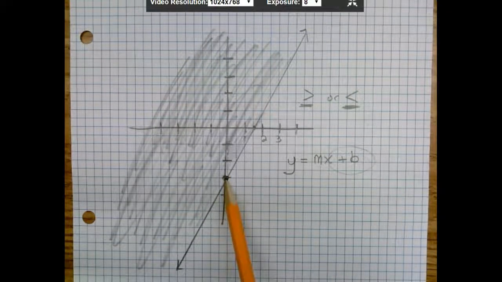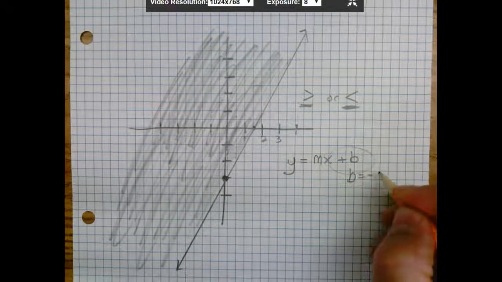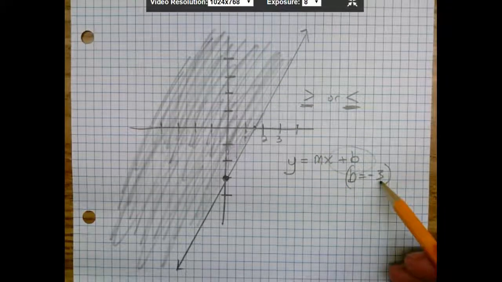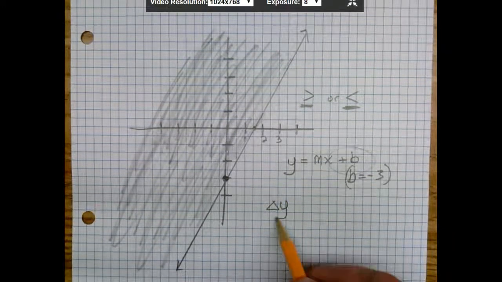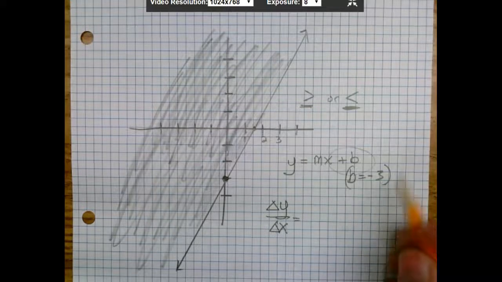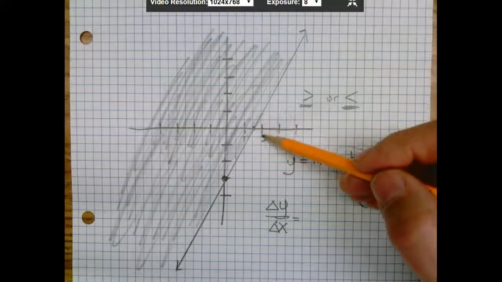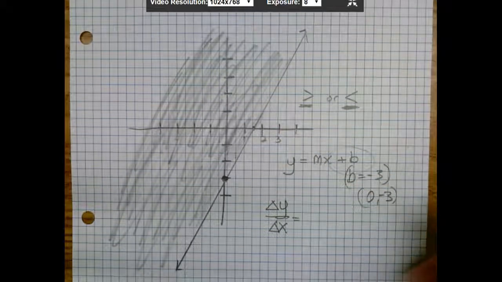So it intercepts at -3. So b is going to be -3. Then we just need to figure out the slope. We need 2 points, and we can compare them by doing the change in y over the change in x. So let's just pick this point. This is (0, -3). Let me look for another one. Looks like we got one right here. This is a 2. So (2, 1) is another point.